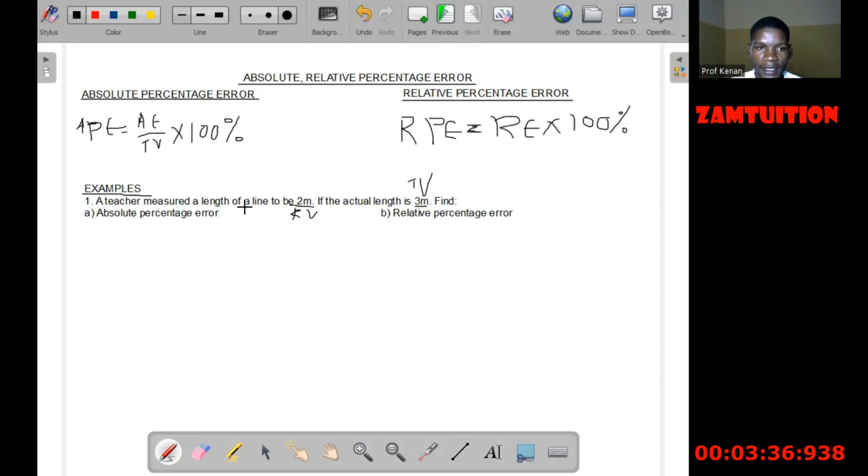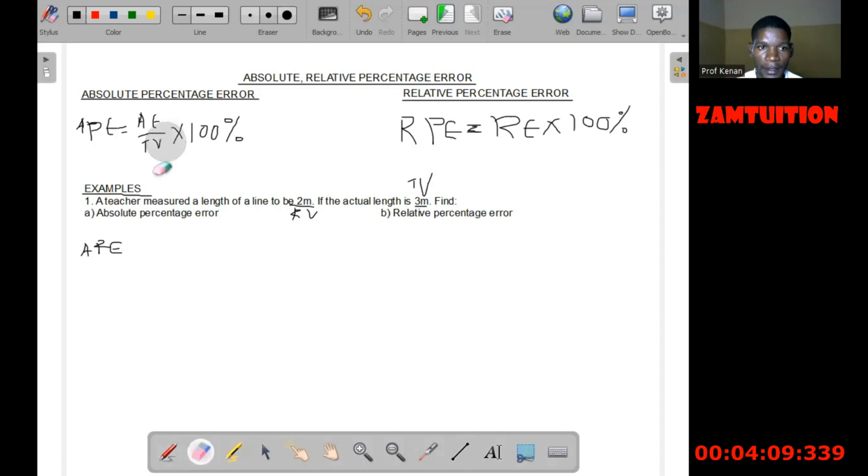I explained how to find the absolute error in the previous video. If you don't know how to find the absolute error, or how to calculate the relative error, you can go back and watch the previous video. So we are going to use the formula here, which is the absolute percentage error, APE.